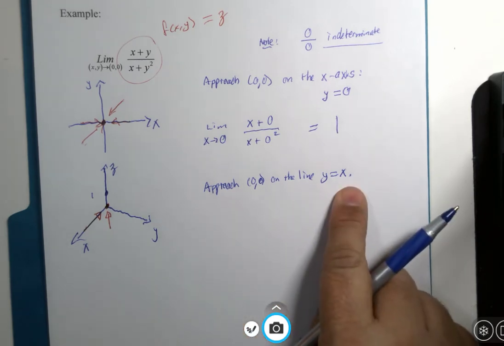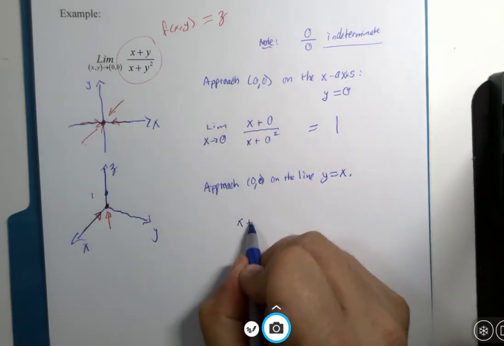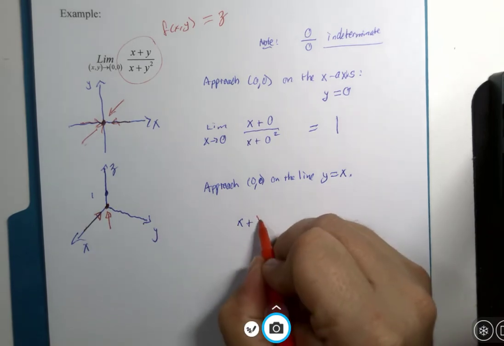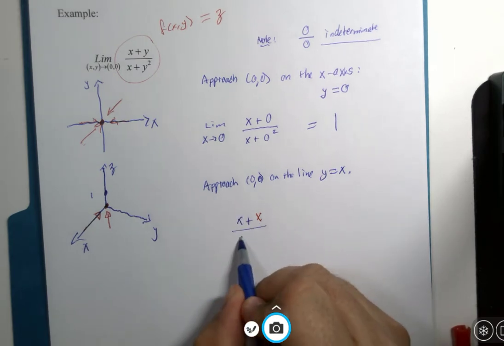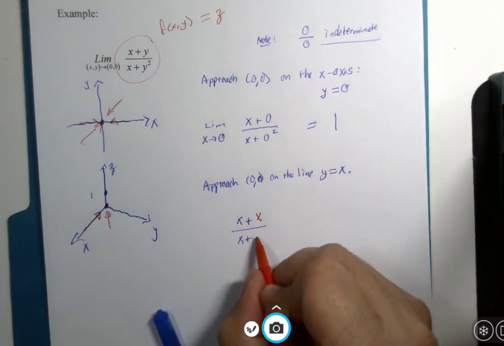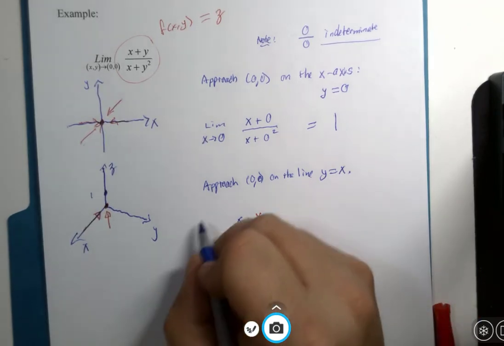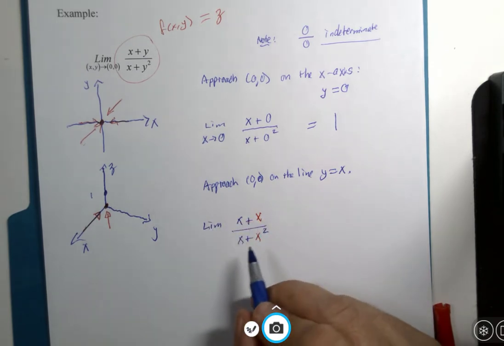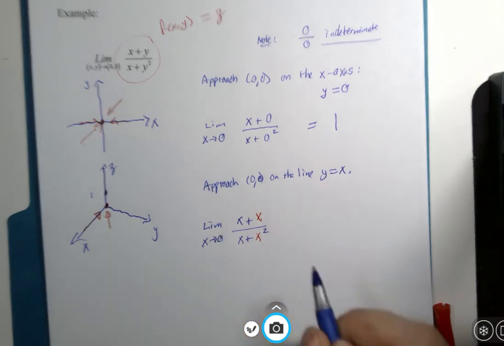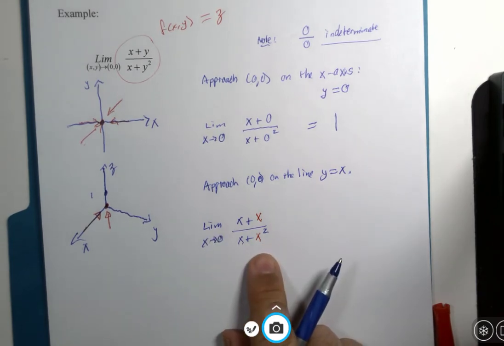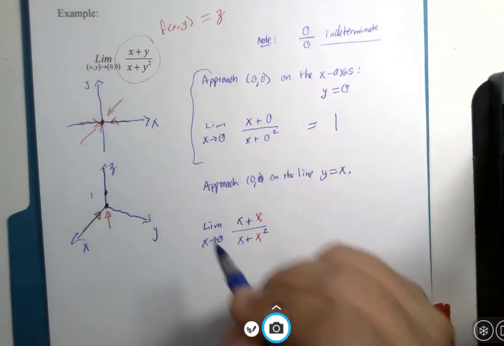So if y becomes x, then my algebra for my statement becomes x plus x, because now y equals x. And that's over x plus x squared, because y is now equal to x. And x and y both approach 0, but now I only have to worry about x approaching 0 because I've replaced every y value with an x value. Single variable now.